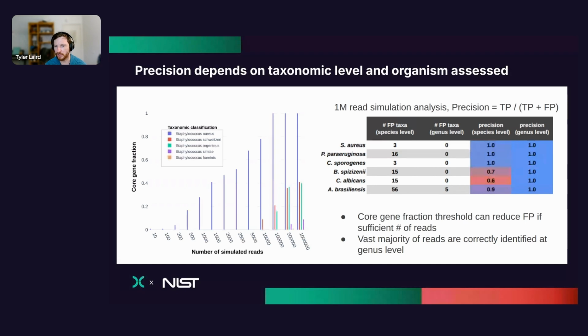What you can note here is that the precision at the species level is variable. Some of these organisms were able to be detected with high precision, whereas for Bacillus spizizenii and Candida albicans, the species level precision was relatively lower. However, at the genus level, precision was 1 across the board. And so the vast majority of reads are correctly identified at the genus level using the VARITAS pipeline.